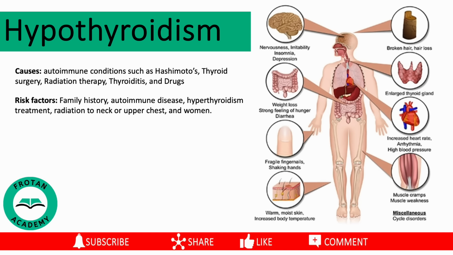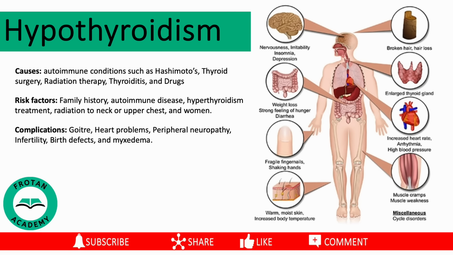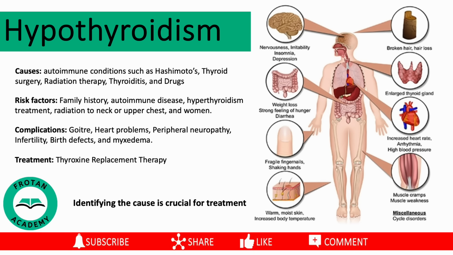or upper chest. Untreated hypothyroidism can lead to complications such as goiter, heart problems, peripheral neuropathy, infertility, birth defects, and myxedema coma. Thyroxine replacement therapy is the mainstay of treatment for hypothyroidism, which is usually lifelong. It is, however, important to determine the cause of hypothyroidism to evaluate whether treatment is necessary.